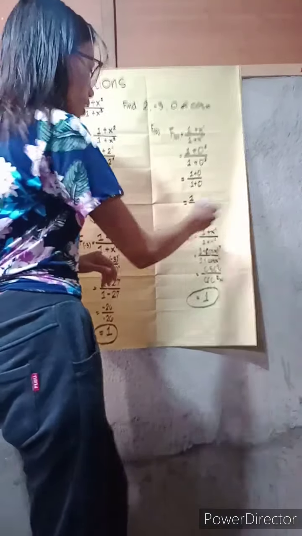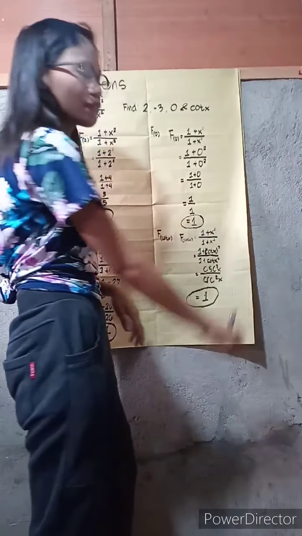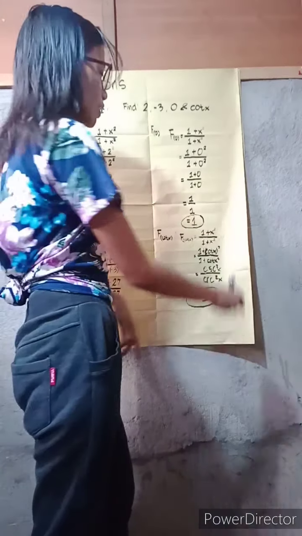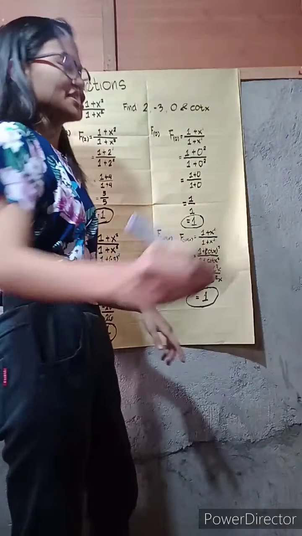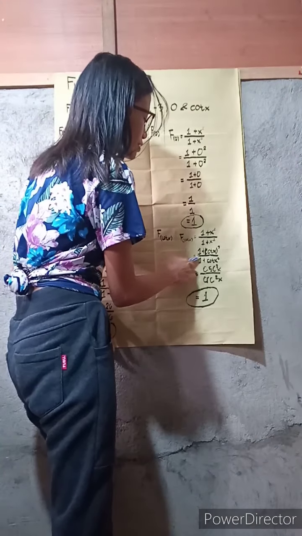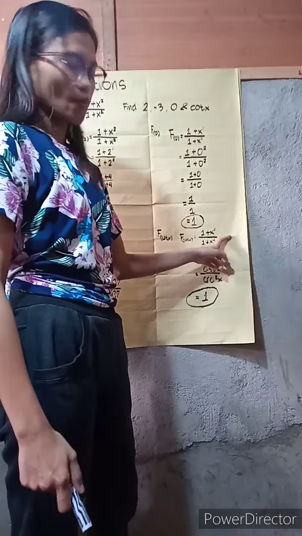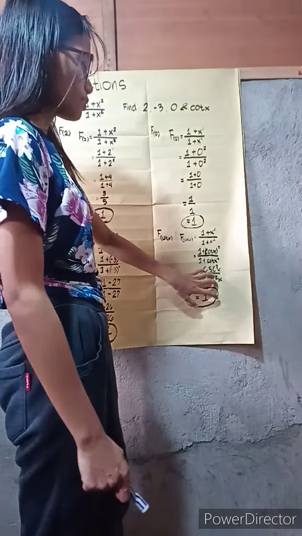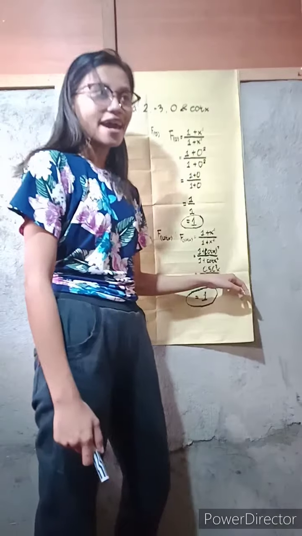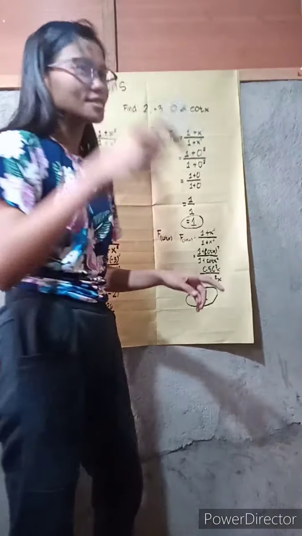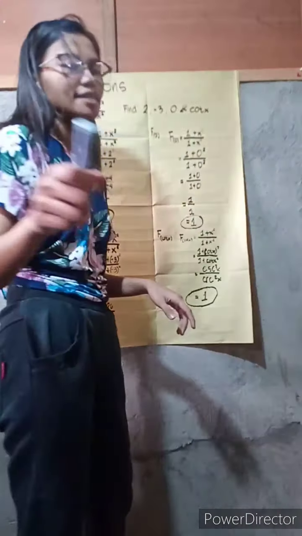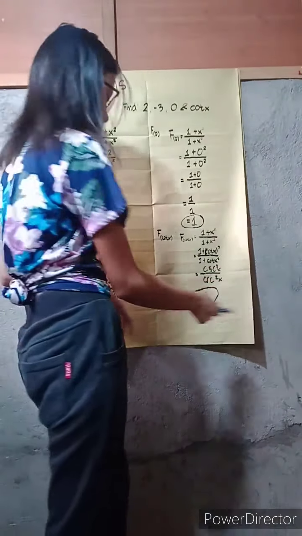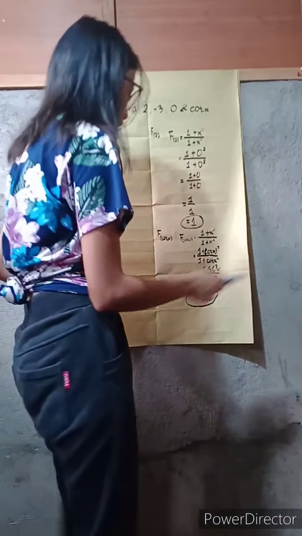So here we have f of cotangent x. 1 plus x squared over 1 plus x squared, change the value of x, equals 1 plus cotangent squared x over 1 plus cotangent squared x, equals cosecant squared x over cosecant squared x. So they are the same, equals 1.